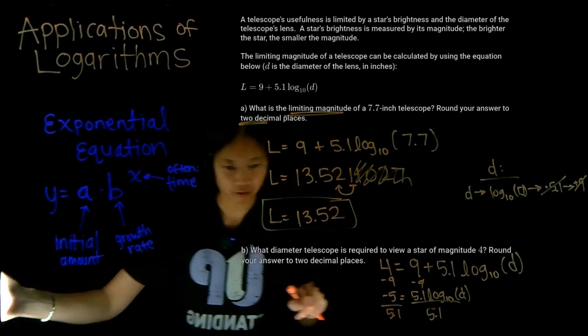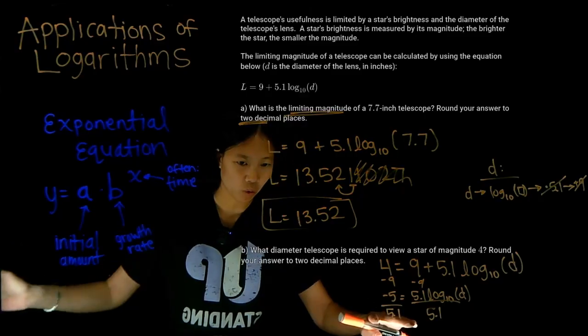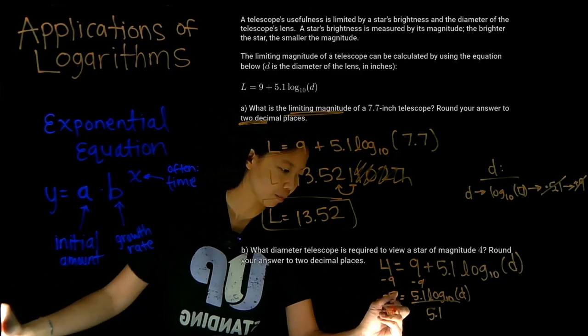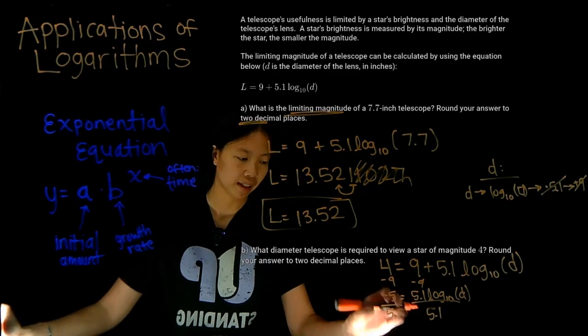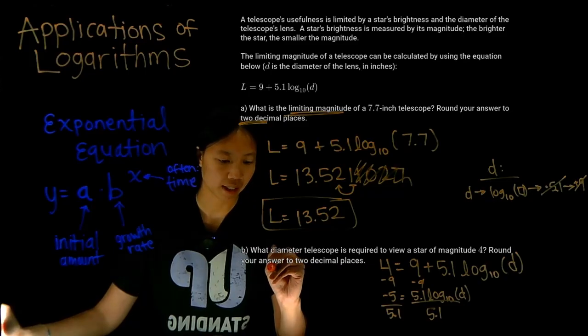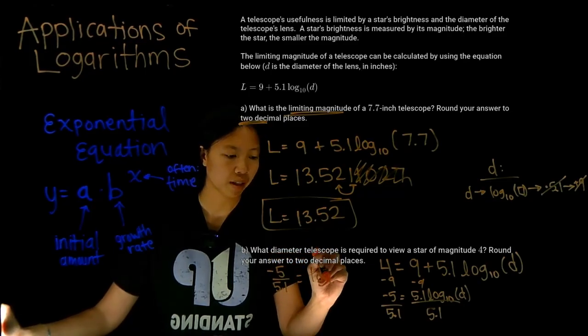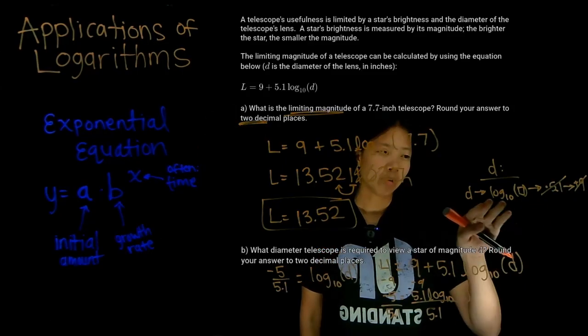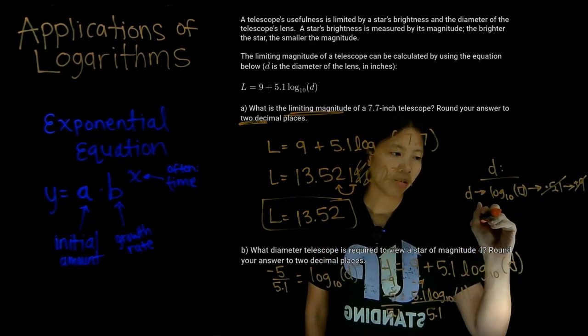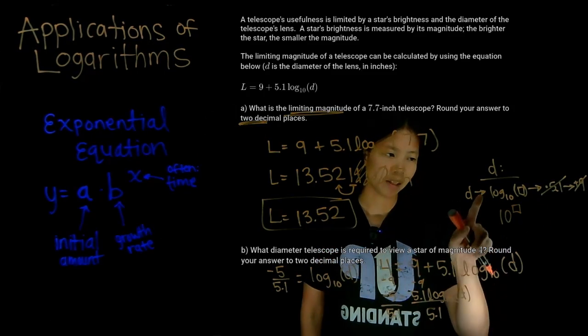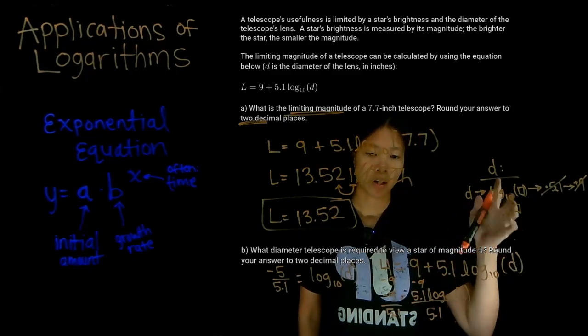Negative 5 divided by 5.1. This doesn't give me a whole number. I get a lot of weird decimals when I put it in. So I'm just going to leave it like this, so I have a full exact answer. So I'm going to keep it negative 5 over 5.1 equals log base 10 of d. To undo a log base 10, I can just do 10 raised to some power because I know logarithms and exponents are inverses of each other.